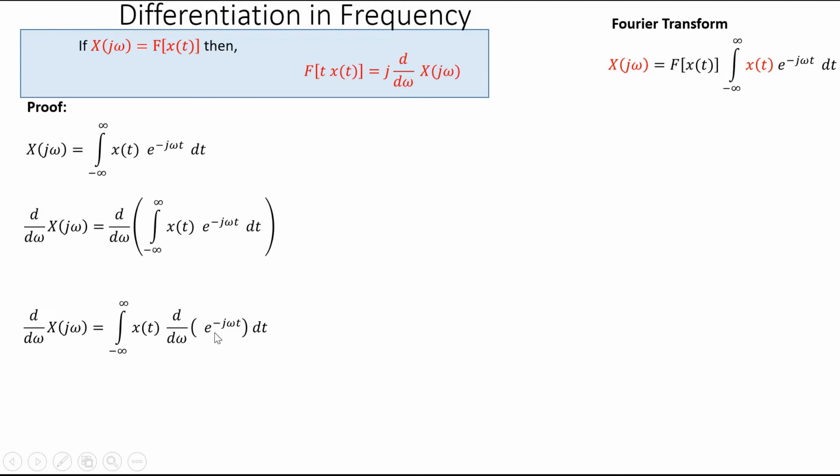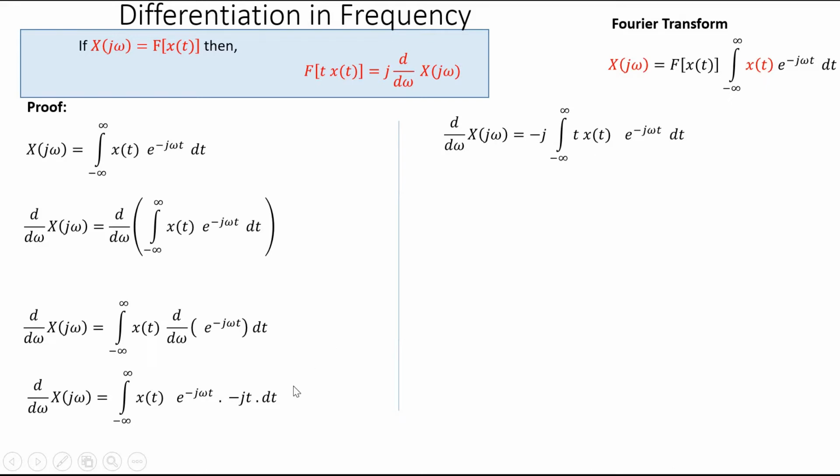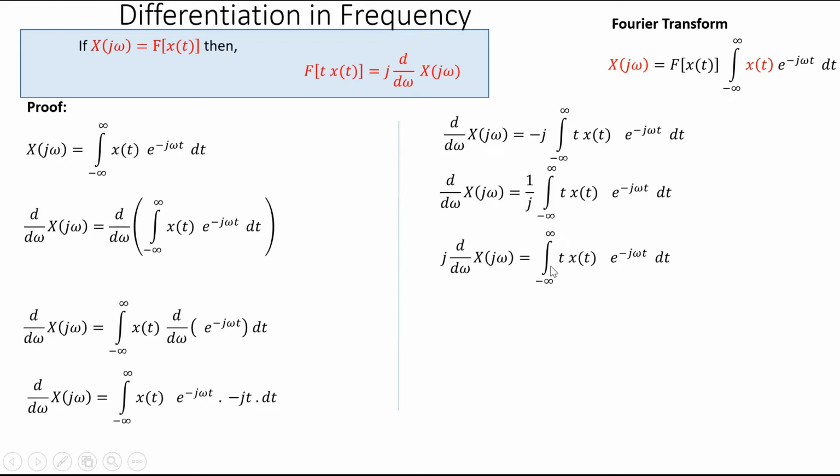Again, d by dω of e raised to minus jωt is e raised to minus jωt into minus jt. Here t is constant, and ω is the variable. So e raised to minus jωt into minus jt, and we can take this minus j outside. It becomes minus j integral of t x(t) e raised to minus jωt dt. Again, minus j is equivalent to 1 by j: if you multiply numerator and denominator by j, it becomes j squared, so minus 1 over j. So minus j is equal to 1 by j. We can take this j to the other side, so it becomes j d by dω of X(jω) equal to the integral from minus infinity to infinity of t x(t) e raised to minus jωt dt.